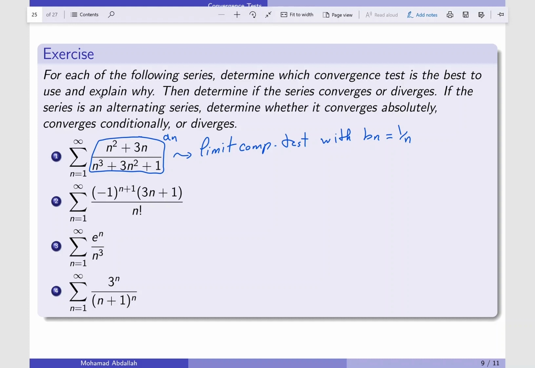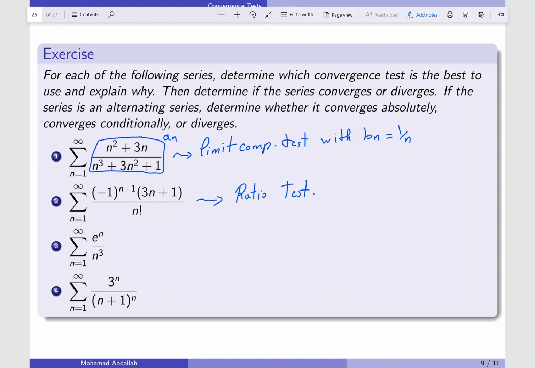Now, for the second one, I'll give you a tip here. Once you see n factorial, most likely the ratio test will be the best to use. So here, the ratio test will be simple. You can try it.